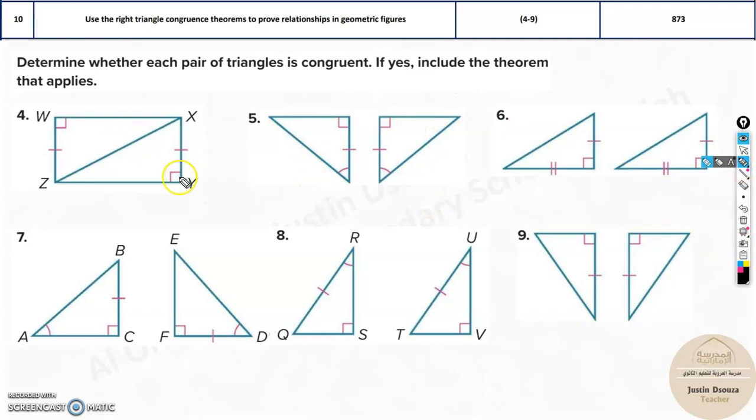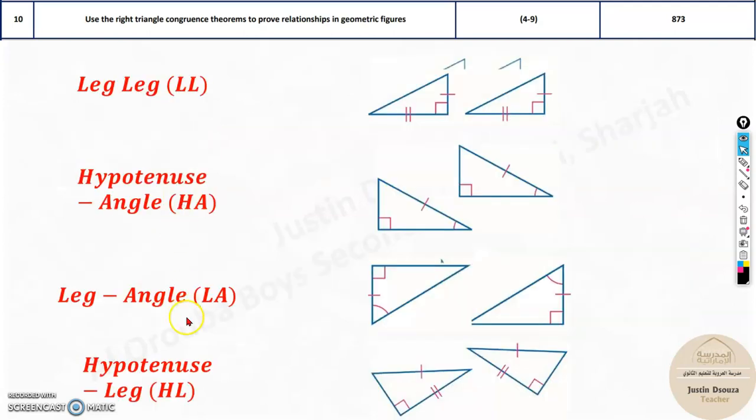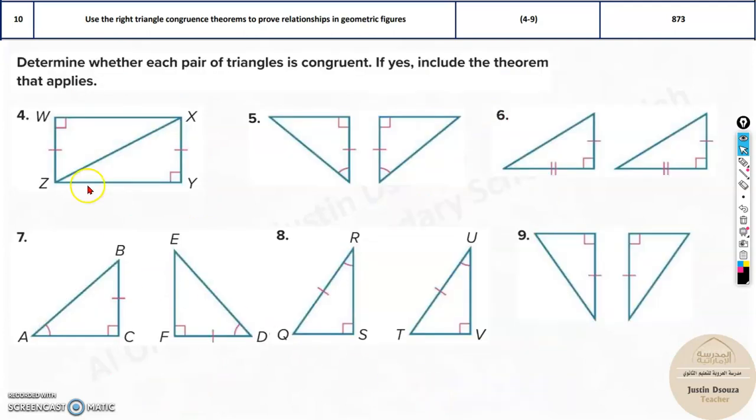And now they're asking us whether each of these are congruent, and if yes, we should tell which congruency. Let's look at this. We have 90 degree over here. We have a leg, it's equal, they have given. And you can see this is from the reflexive property. It's the same line. The hypotenuse is just the same. So it is hypotenuse and leg, but it's written as HL. So yes, they are congruent because of hypotenuse-leg congruency.